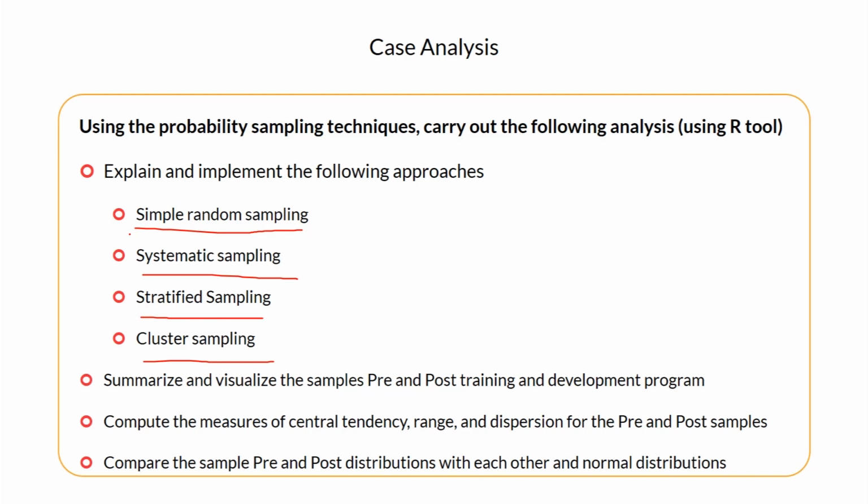We'll start by summarizing the pre and post samples. Next, we'll compute various measures of central tendency. These include mean, median, mode, and quantiles. Then we'll compute measures of range and dispersion. These include range, variance, standard deviation, and mean absolute deviation.